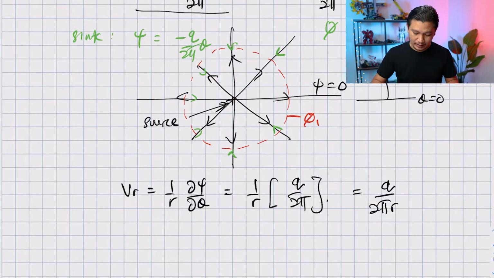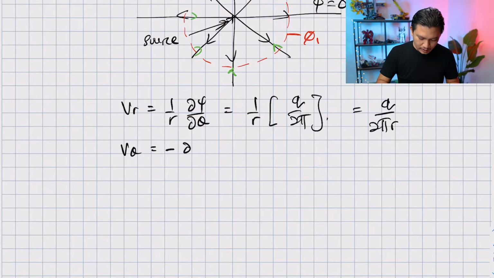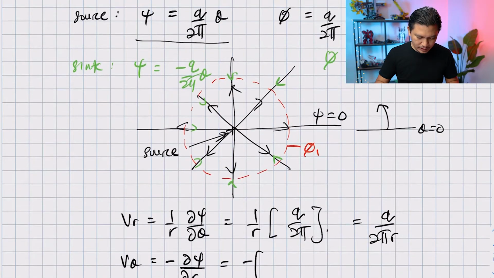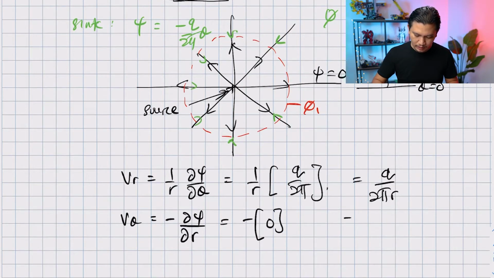Next, let's take a look at my tangential velocity. I suspect tangential velocity will be 0 because in source flow, the flow is going outward. There is no tangential component. But let's see what our Cauchy-Riemann equation is for tangential velocity. I believe this is negative del psi over del r, and del psi over del r of course is equal to 0. So our tangential velocity is definitely 0.